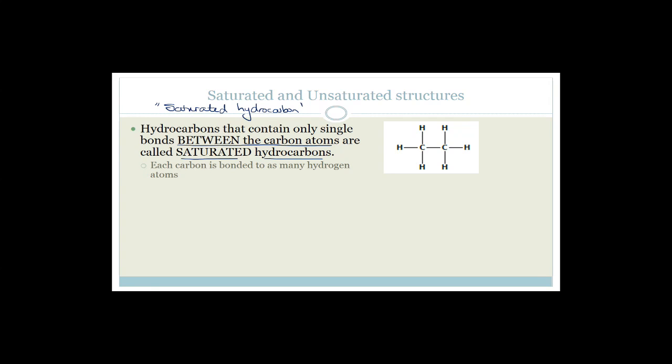So you'd need to say it's an organic compound made up of only carbon and hydrogen atoms that has single bonds between the carbon atoms. Okay, you need to be careful of that. So what do we mean when we say it's saturated? We mean that every carbon is bonded to as many hydrogen atoms as possible. In other words, there's no free arms. There's no double bonds, there's no triple bonds. There's nothing more that we can add to this.